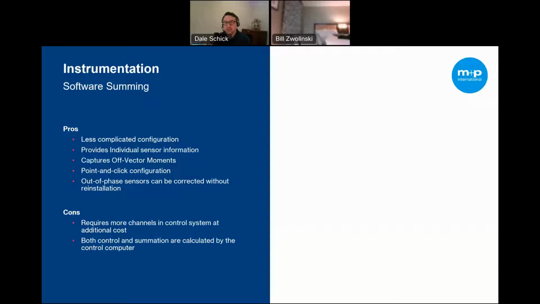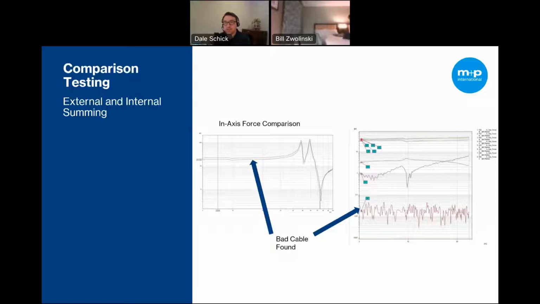Lastly, the individual channel limits can warn the user if a bad cable or sensor occurs. And this does happen. In fact, in my very original testing of this type of configuration, we noticed that one of the channels was bad. And you can see this down here. And it happened to be one of the force sensors that wasn't directly in the center of the moment datum.